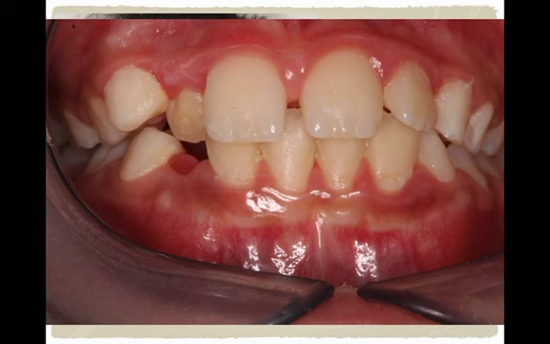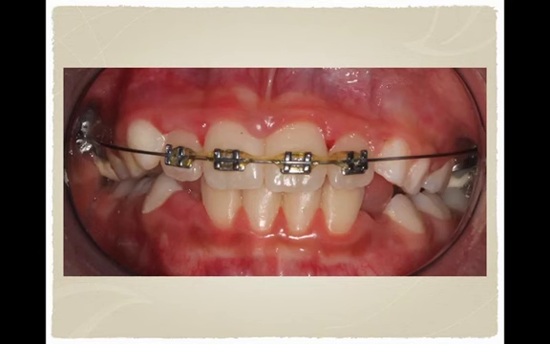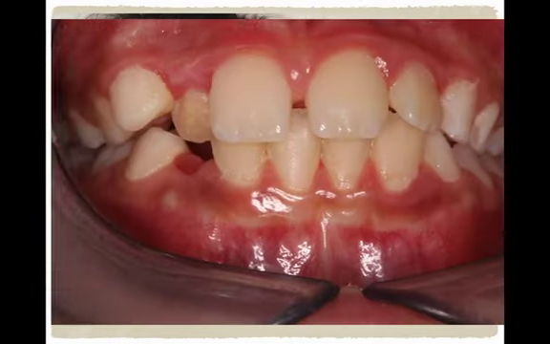And how we did that is to create space for the lateral incisor by closing the median diastema. And that's exactly what happened. And now we have the four incisors well aligned. So that was only an interceptive treatment for the patient.